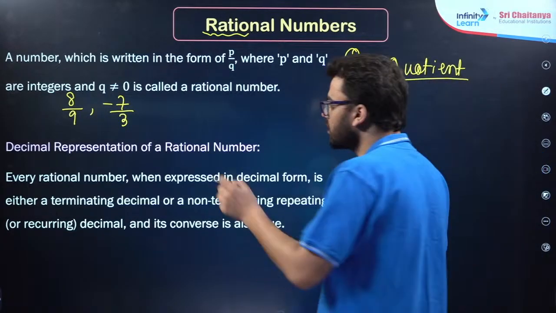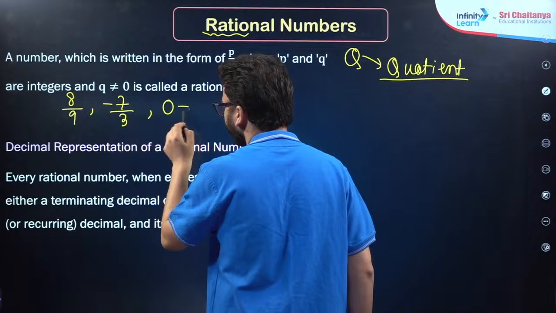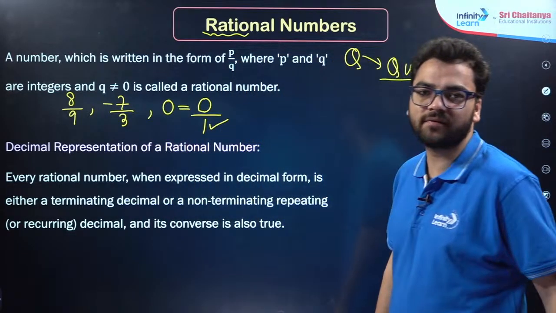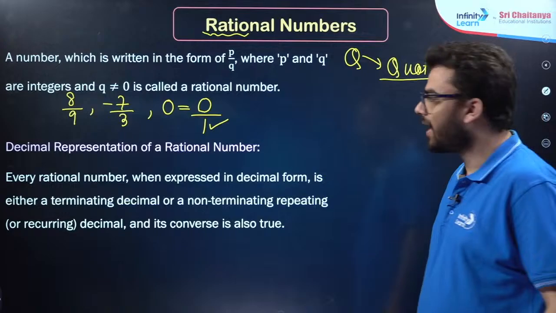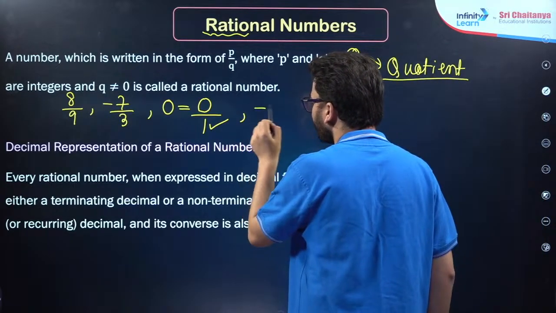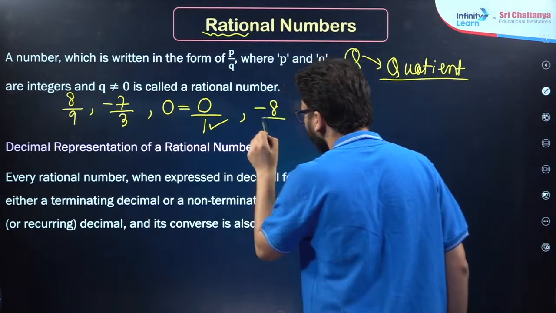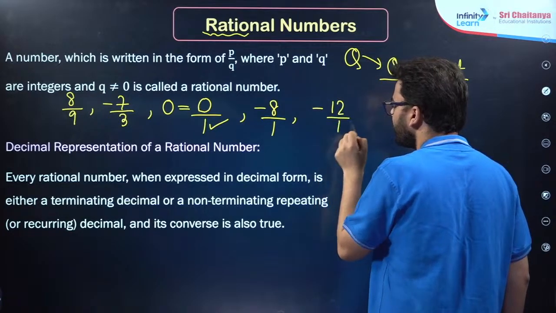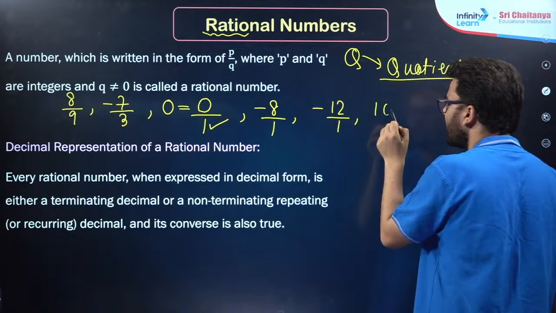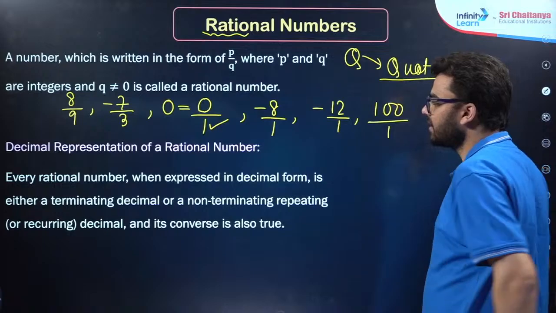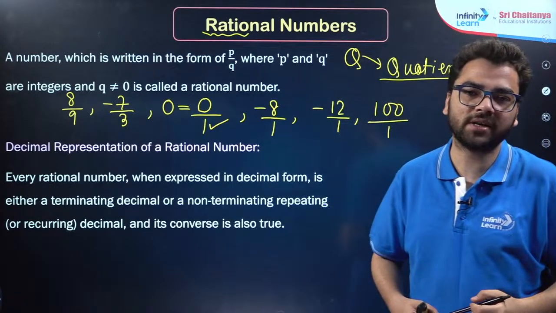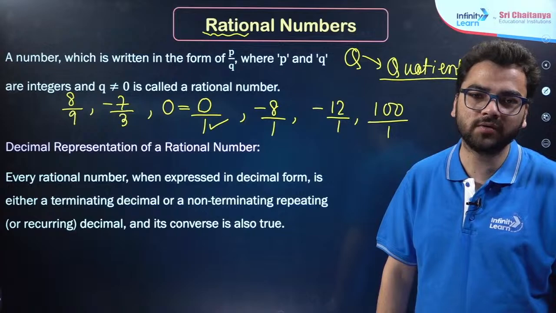So 0 is also a rational number because 0 can be written as a ratio of two integers where the denominator is itself not equal to 0. In fact, any integer is a rational number as well. For example, minus 8, minus 12, or 100. Every integer is a rational number because it can be written as a ratio of two integers where the denominator is not equal to 0.